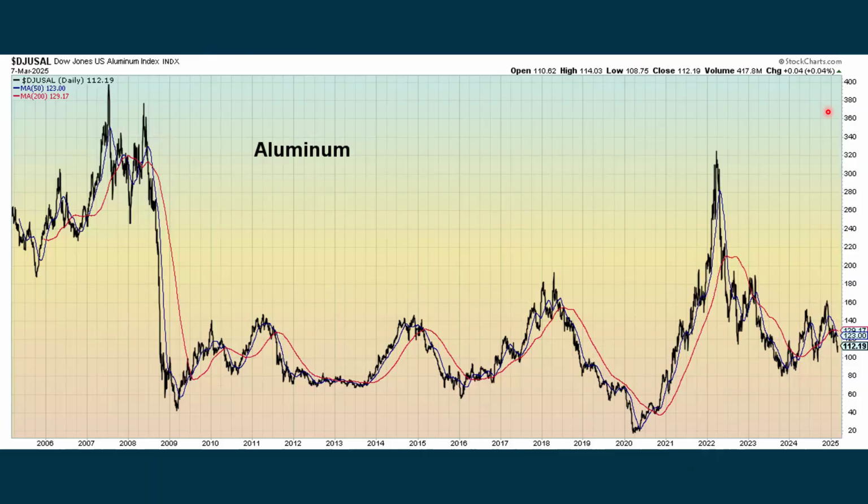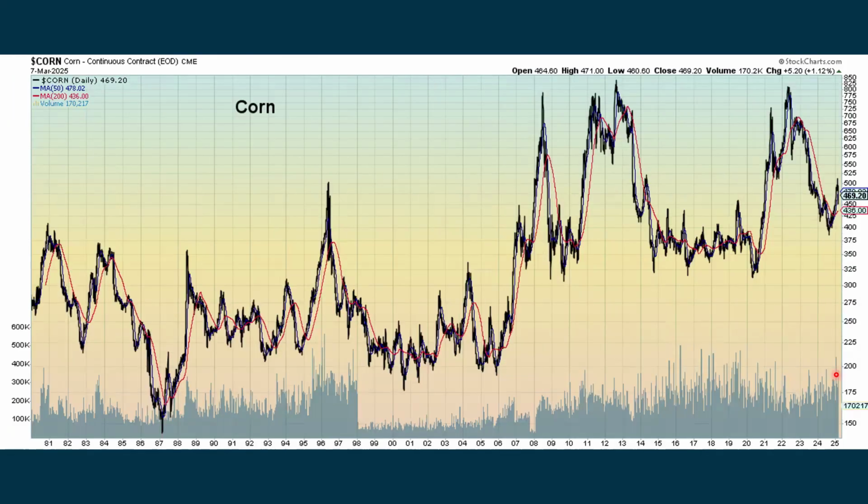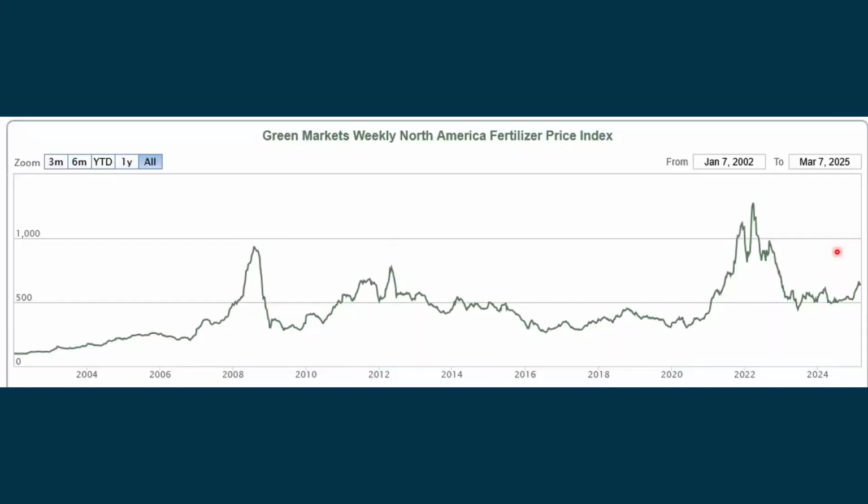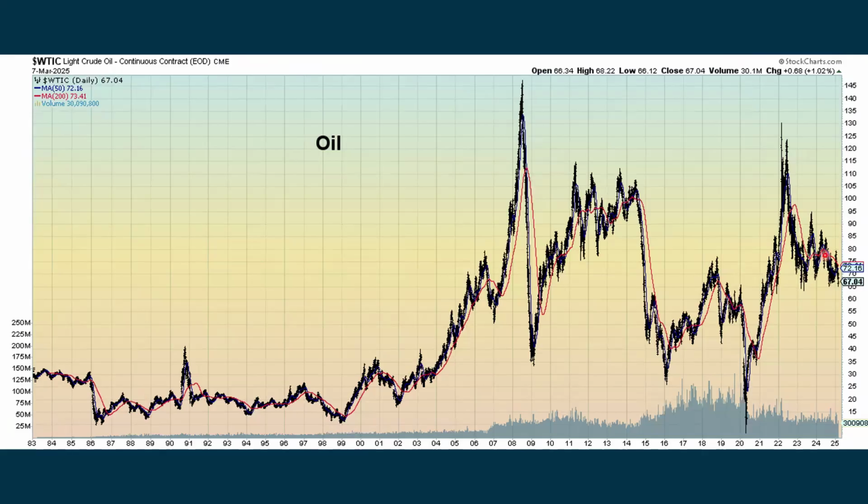Then we look at other markets. Aluminum, which is still in a downtrend here, that's not inflationary. Corn, which is now in an uptrend, that could be inflationary, and that's food. Wheat is also still in a downtrend, but it has been bouncing back up lately. And then fertilizer, which is starting to go up, that could be inflationary. Oil, which has actually been going down, that's not inflationary.